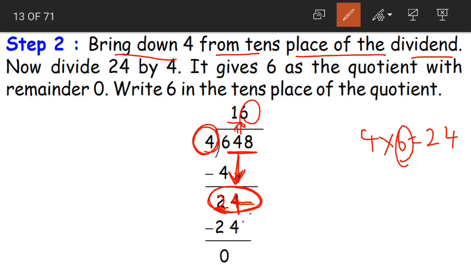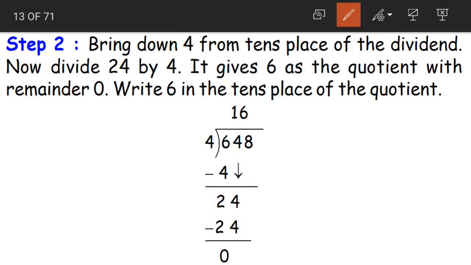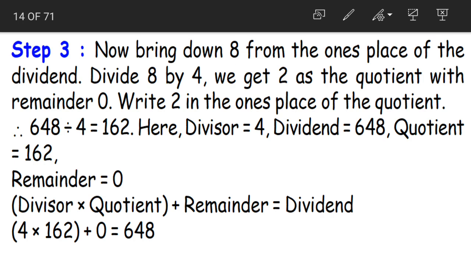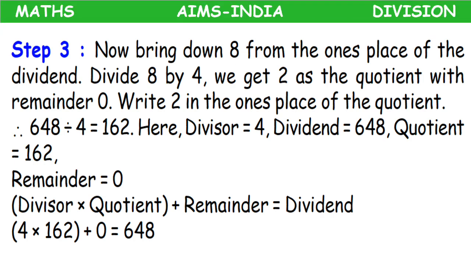So 6 is written above the tens place, that is 4. 6 is written above 4. And 24 is written below the 24. When we subtract, 0 will be our remainder. Clear children? 4 sixes are 24. Now next what should we do? Bring down the next digit.